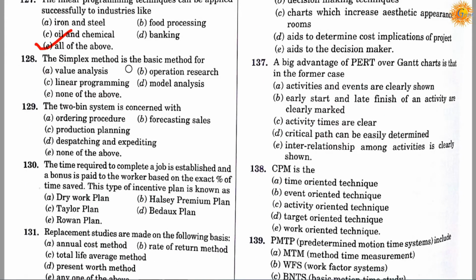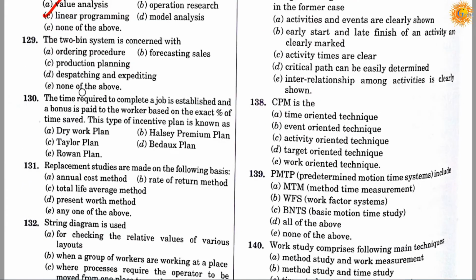The simplex method is the basic method for: option A is value analysis, option B is operation research, option C is linear programming, option D is model analysis, option E is none of the above. Correct answer is C. Simplex method is the basic method for linear programming. Question number 129. The two-bin system is concerned with: option A is ordering procedure, option B is forecasting sales, option C is production planning, option D is dispatching and expediting, and option E is none of the above. Correct answer is A. Two-bin system is concerned with ordering procedure.